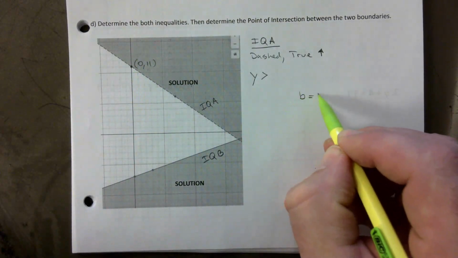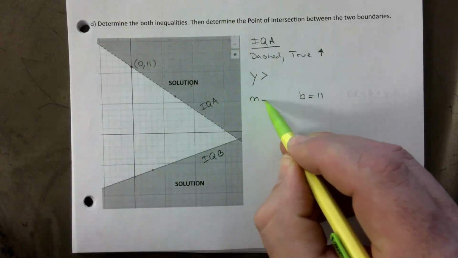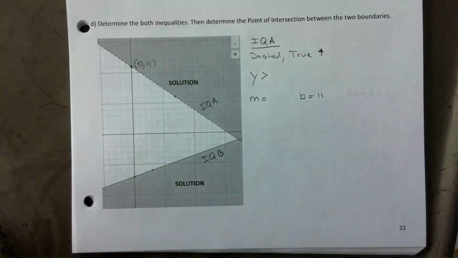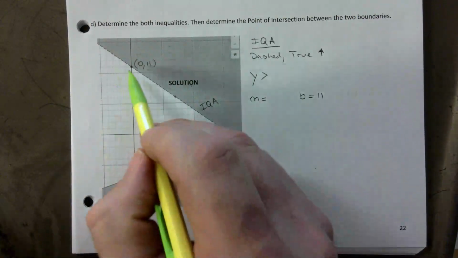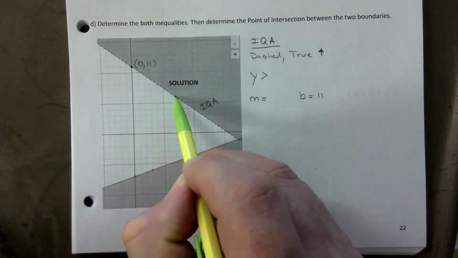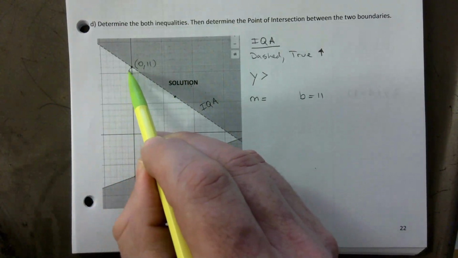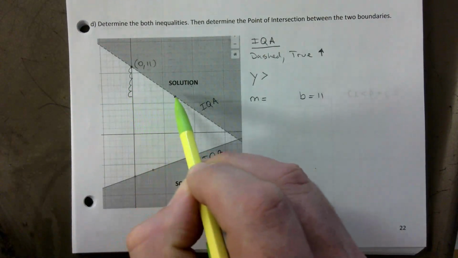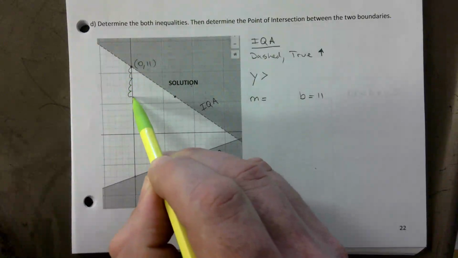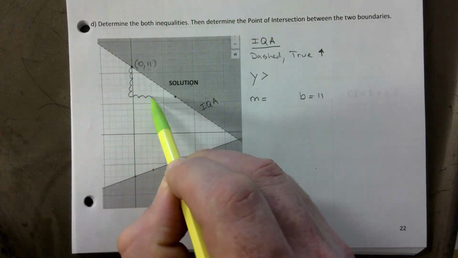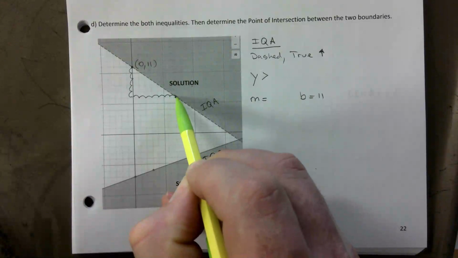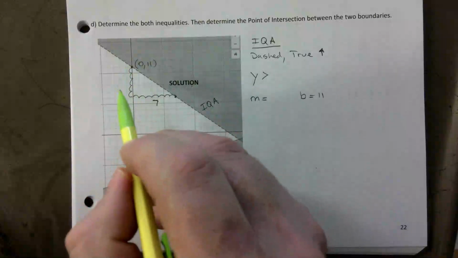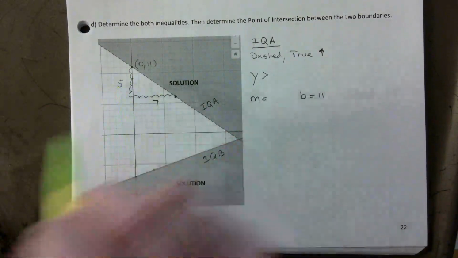So b is 11, and my slope, I'm about to find out what it is. Pick points. If I give you points, use those. Okay? So I'm going to use this one and this one here. So 1, 2, 3, 4, 5 to get to the next point in terms of vertical change. 1, 2, 3, 4, 5, 6, 7. So there's a run of 7 and a vertical change of 5.